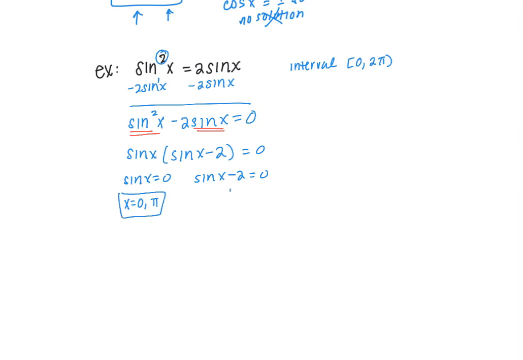Then the second one, I'm going to add 2 to both sides. Sine x equals 2. Same problem we had in the last example. There's nowhere in the unit circle where a sine value is going to be 2. The largest it can be is 1. So that is out, and these are our only answers right here.